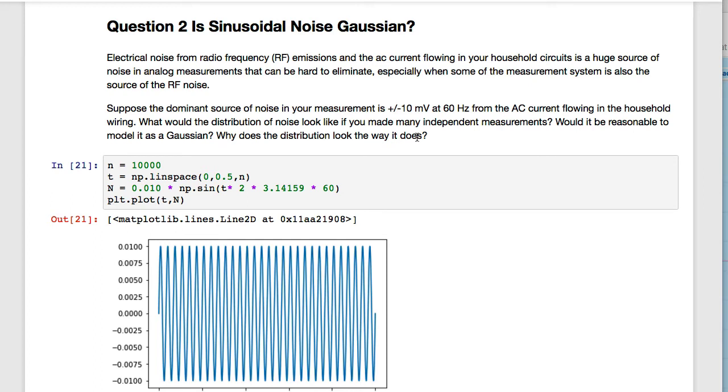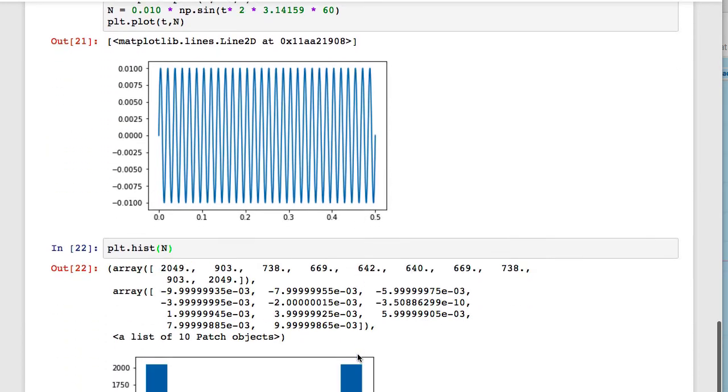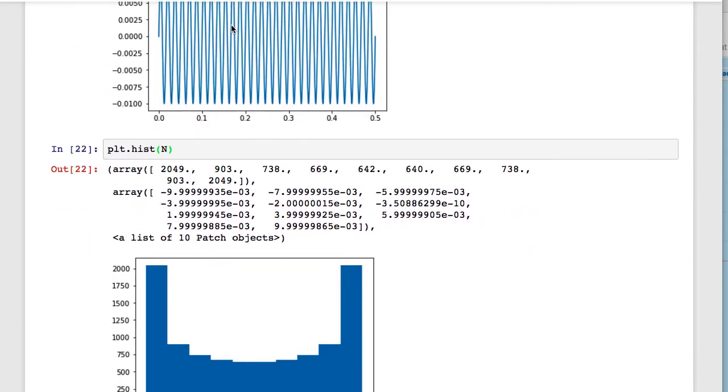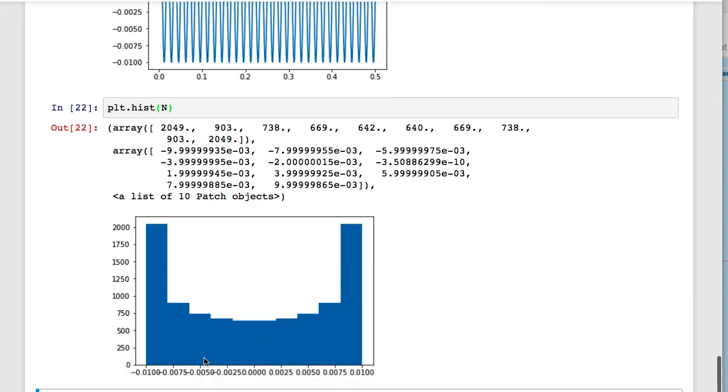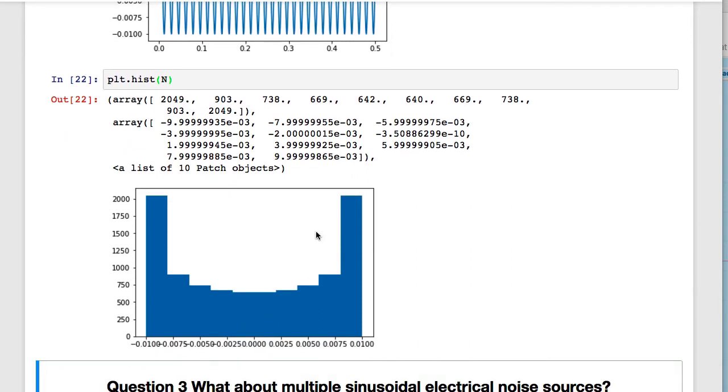Why does it look the way it does? I want you to think about what this noise is doing here. Think about what the characteristics of this waveform are, and come up with an explanation for why that gives us this distribution if we take a whole lot of samples from it. So that's still something you'll need to figure out on the assignment.